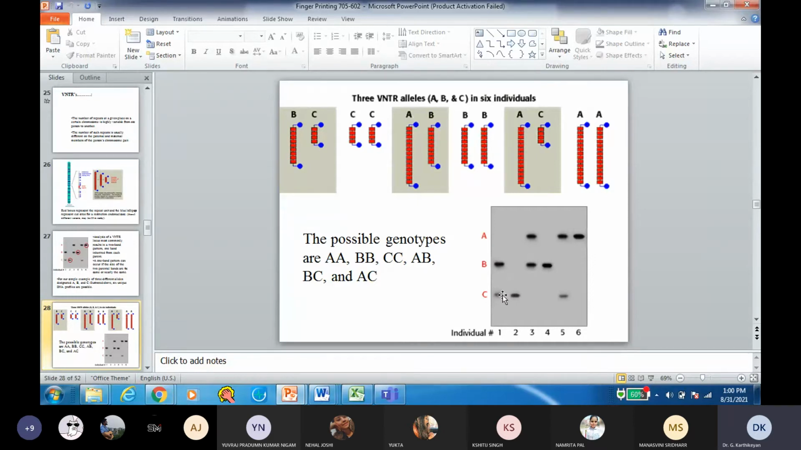Okay, so there are six possible genotypes. You have AA, BB, CC, AB, BC, and AC. So these are six possible genotypes for just three alleles. Okay, just three alleles. And there are about 14 different alleles that the FBI has chosen, so that the number becomes huge, and you will not probably make any errors when you do DNA fingerprinting.